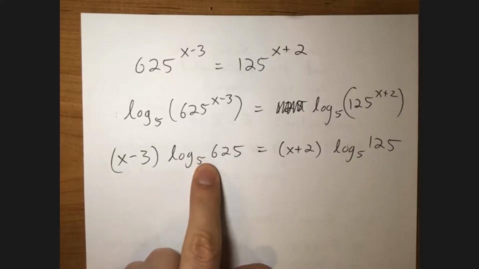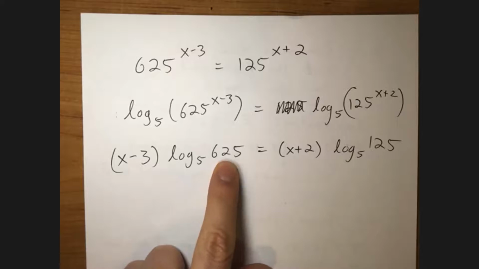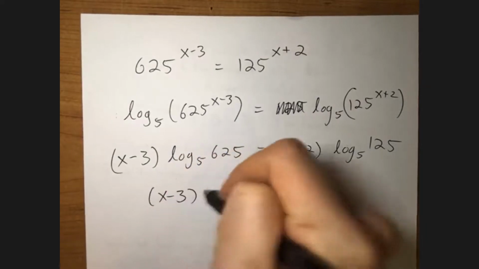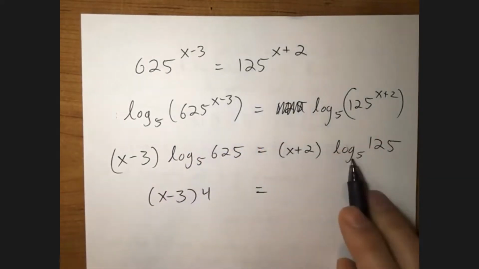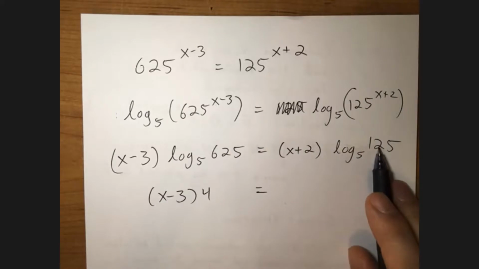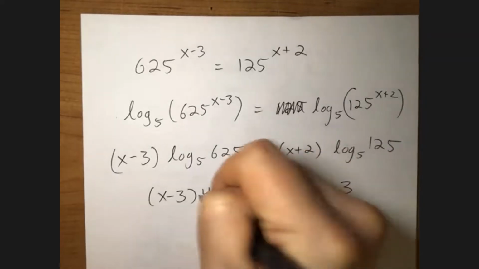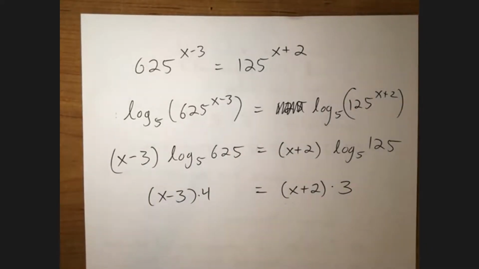Look, log base 5 of 625. That's the exponent I'd put on 5 to get 625. That's 4. And what's the exponent I put on 5 to get 125? That's 3. So you see, it also allows us to solve the problem.